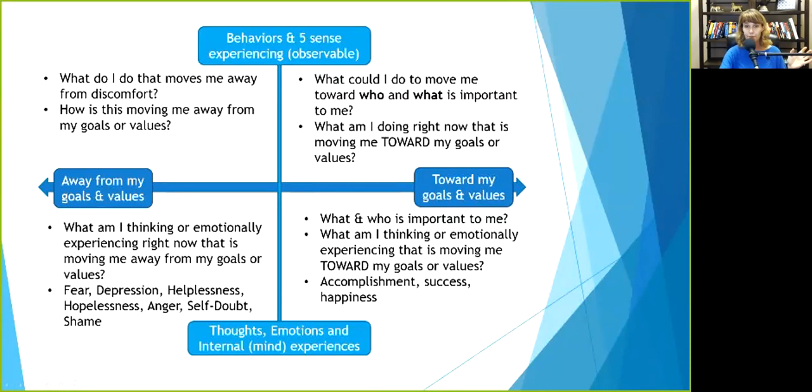What am I thinking or emotionally experiencing right now that's moving me away from my goals? A lot of times it's fear, depression, anxiety. This is why they're here. So you take that dysphoria, I'm just going to generalize it. And when you feel dysphoric, you drink. So then the person is stuck on this left side of the quadrant, because once they drink, they've just intensified. They haven't fixed anything. They just escaped for a little while. So then they sober up and they're still dysphoric.